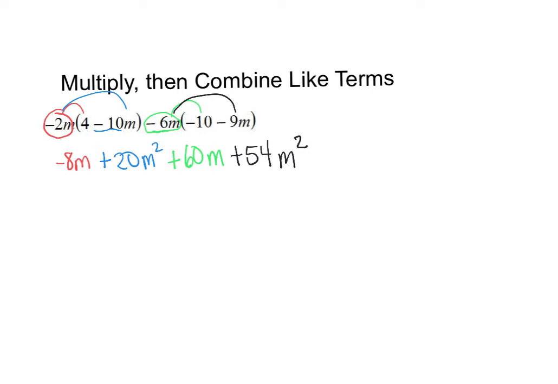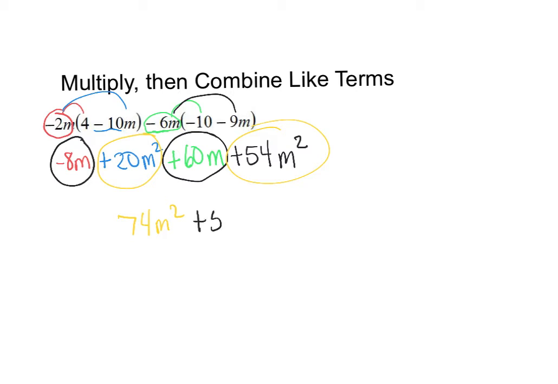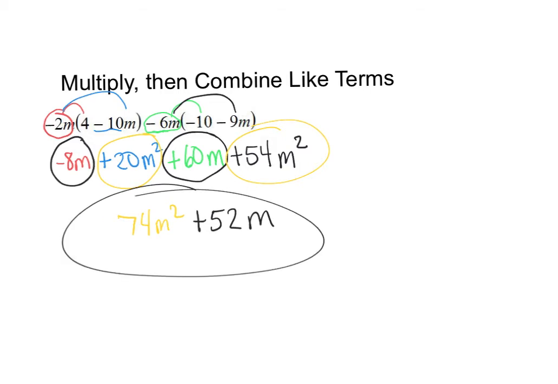After you multiply, we want to combine any like terms. So we have m, and then we have m squared and m squared. So you want to write it in standard form, meaning highest exponent goes first. So 20 plus 54 is going to give you 74 m squared. And then negative 8 plus 60 is going to give me a positive 52 m. This would be my simplified answer.